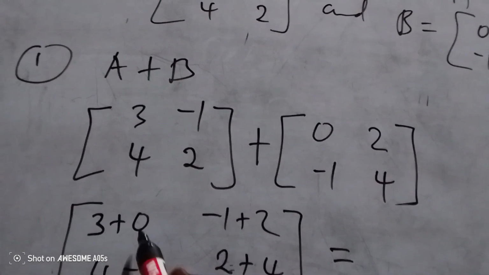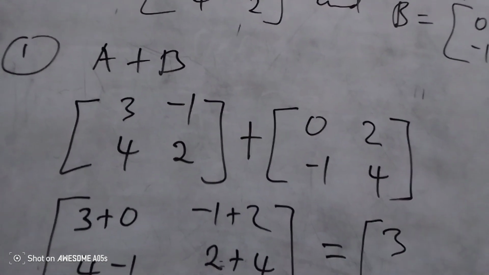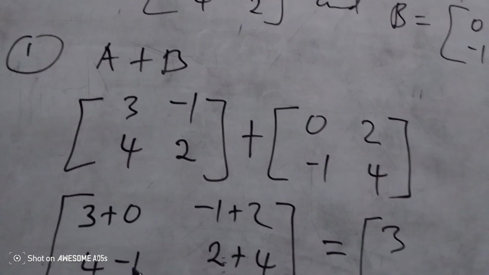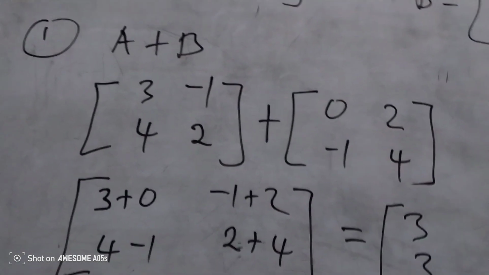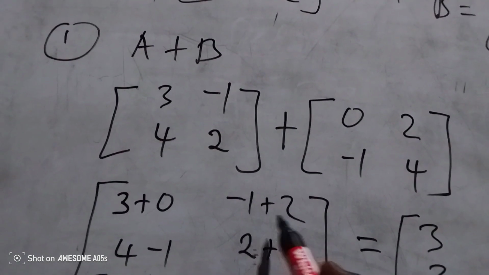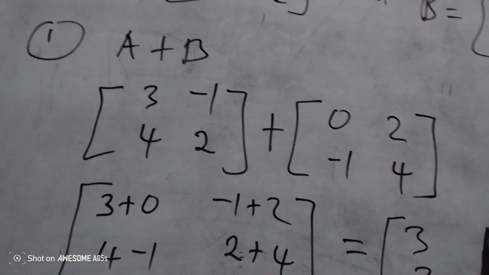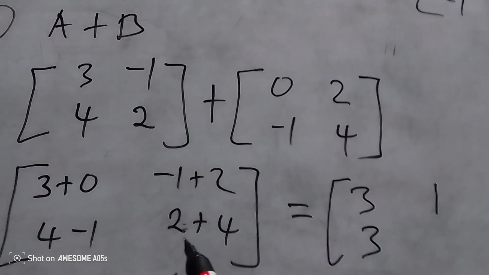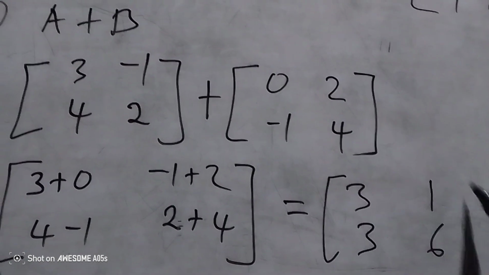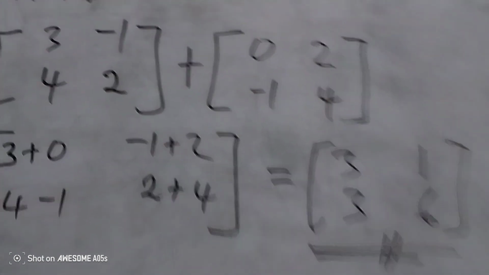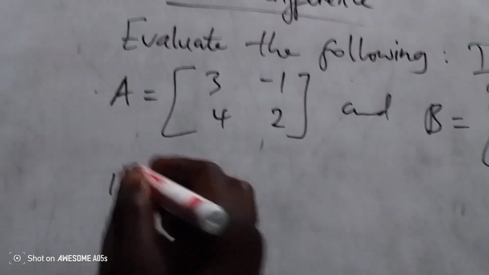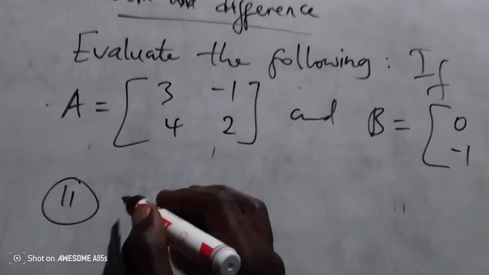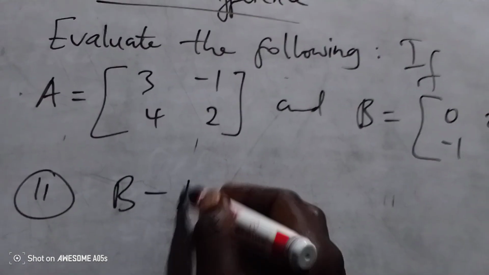So 3 plus 0, we get a 3. 4 minus 1, we get 3. -1 plus 2, we get 1. 2 plus 4, we get 6. So that is our answer. Okay, from the same question 2, they ask us to say B minus A.